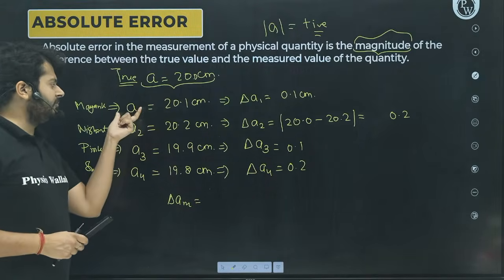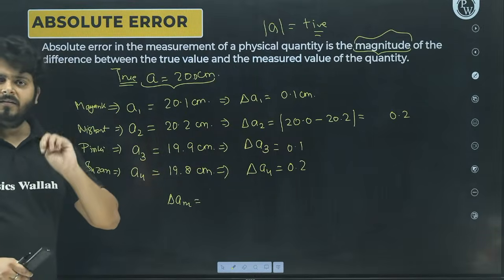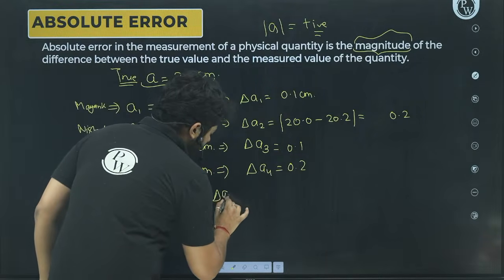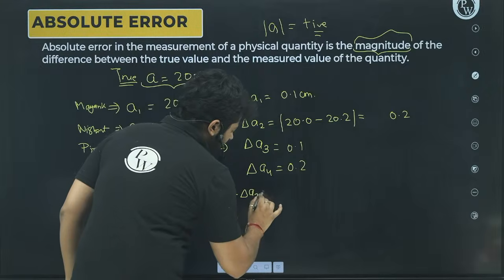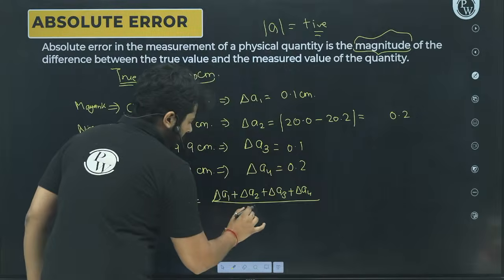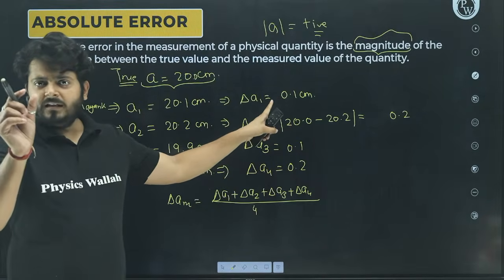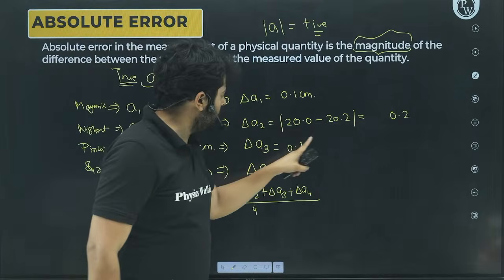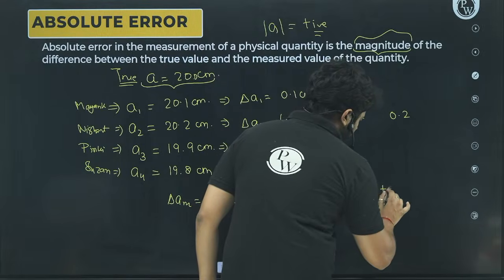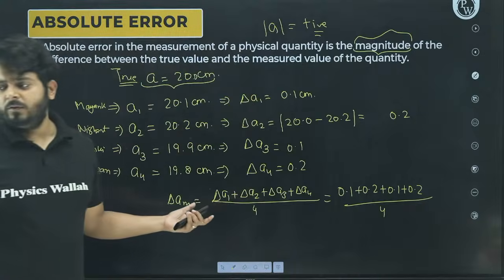So here I have taken 4 measurements, right? I will add all of them and divide by 4. So delta A1 plus delta A2 plus delta A3 plus delta A4, divided by 4. In the absolute error, we only have to take the magnitude. So 0.1, 0.2, 0.1, 0.2. You just add it up, right? Divide that by 4. That will give you the answer, right?